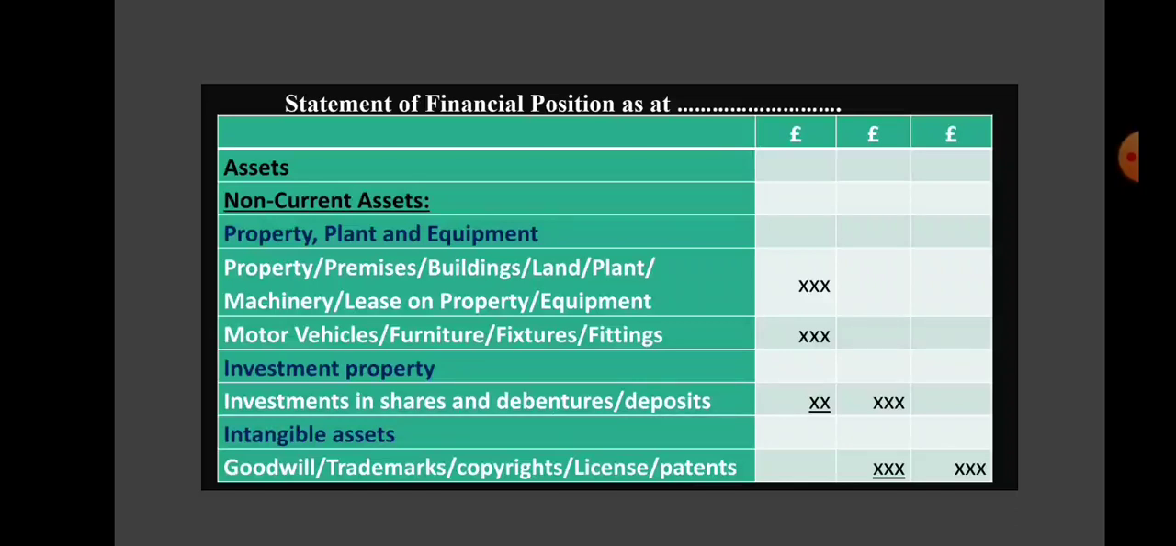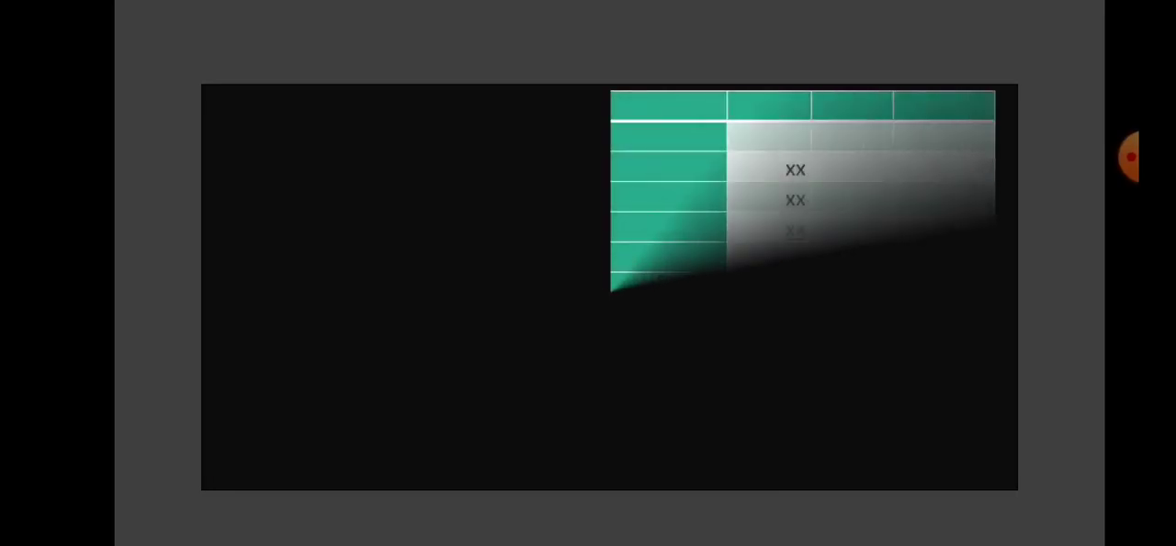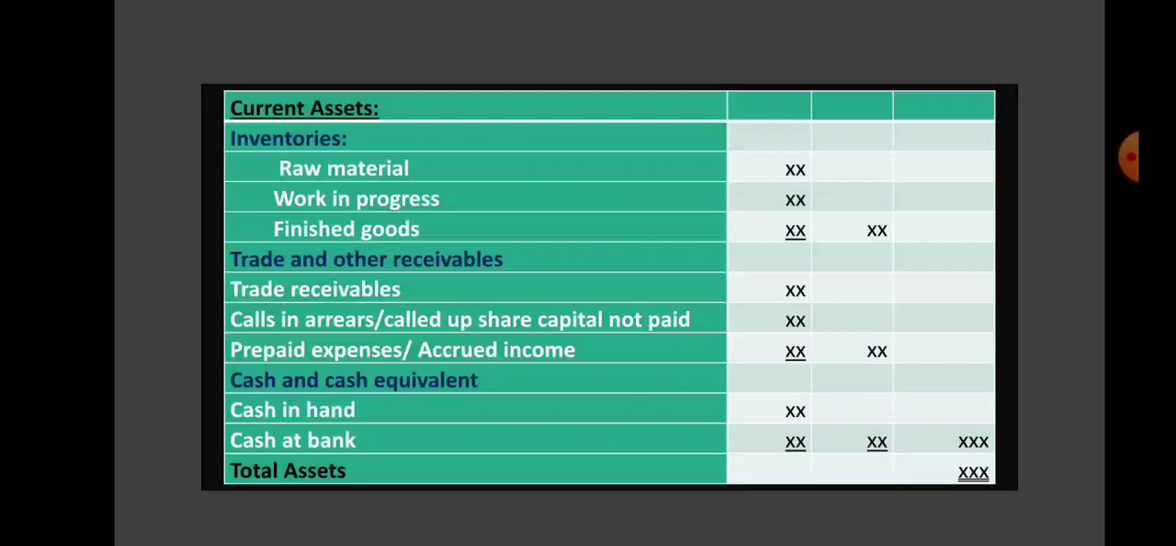Then we will be arriving at the total of the non-current assets in the third column. The next is current assets. Under current assets, again we have three headings: inventories, trade and other receivables, and cash and cash equivalent. Here we need to write in the same order, because we need to record from least liquid asset to most liquid asset. So first inventories would come.